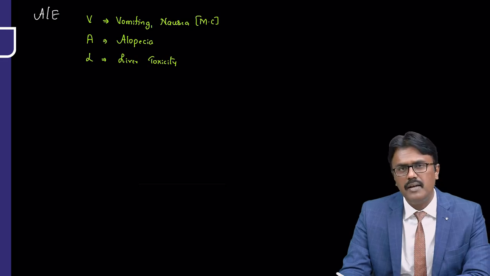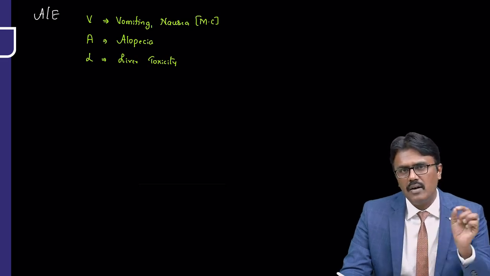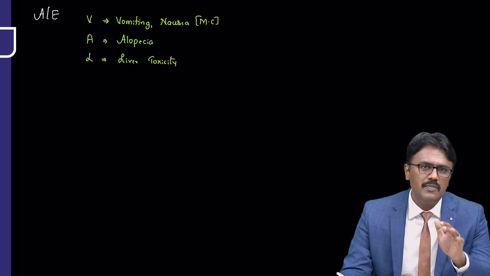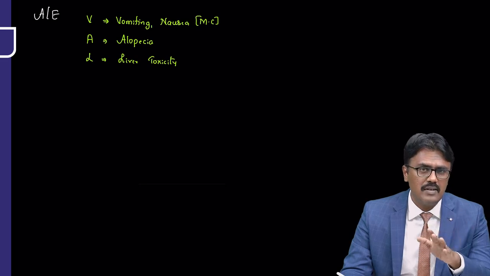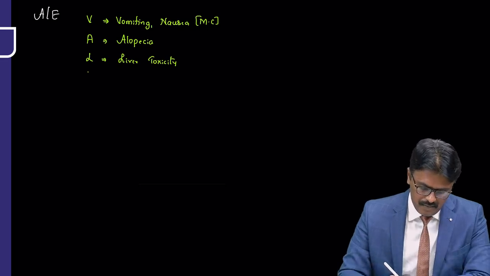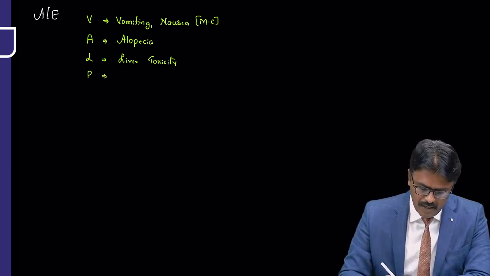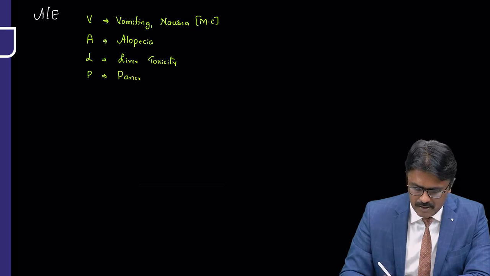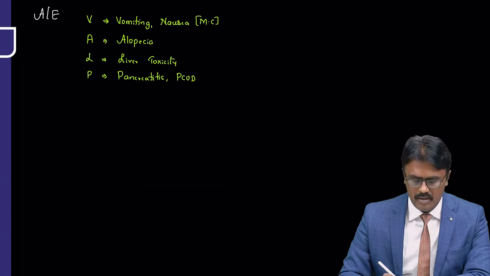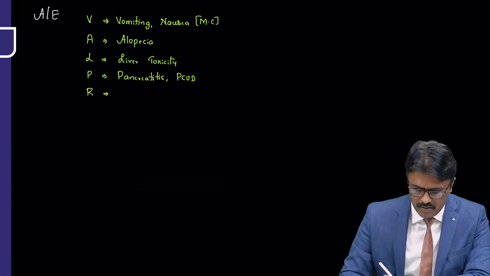Now can you tell me, can we combine valproate and carbamazepine together? Yes or no? No. The reason is both are hepatotoxic drugs, and the risk of hepatotoxicity increases. P for the drug can produce pancreatitis, and it can increase PCOD. Then R for the drug produces rash.